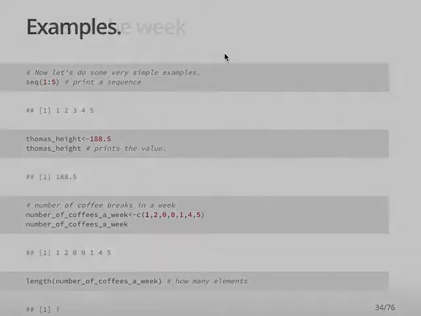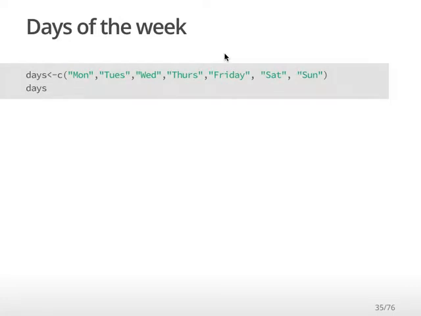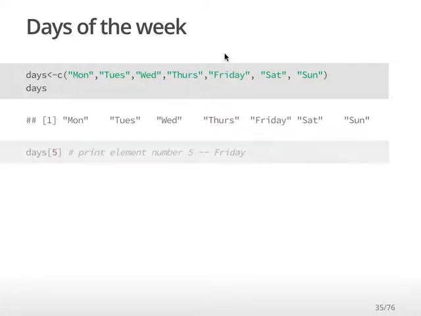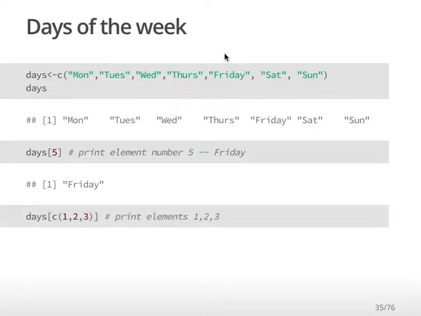Now we can do the days of the week: Monday, Tuesday, Wednesday, Thursday, Friday, Saturday, Sunday. We can ask it to print the 5th element by using the square brackets. Just using the square brackets should print Friday, and it does. Now, if we wanted to print elements 1, 2, and 3, we can use the concatenate command to combine them into 1, 2, 3. That will print Monday, Tuesday, Wednesday. Everybody still with me?